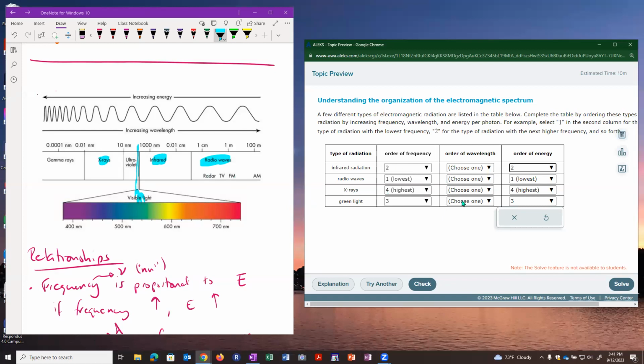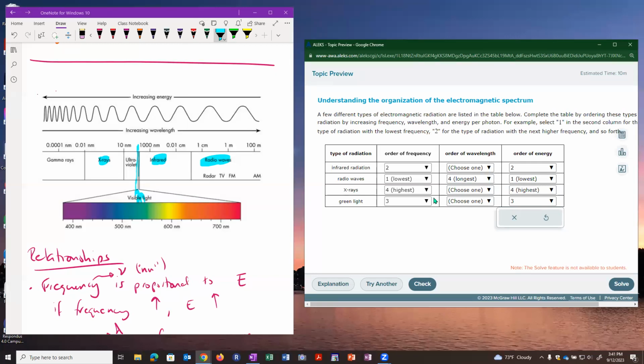And then it'll just be the opposite or inverse relationship for the wavelength, all right? The thing that has the highest wavelength is going to have the lowest energy. Similarly, the highest energy is going to have the shortest wavelength. So the longest wavelength would be our radio waves. Make sure that you match up the numbers to what the descriptions actually mean.